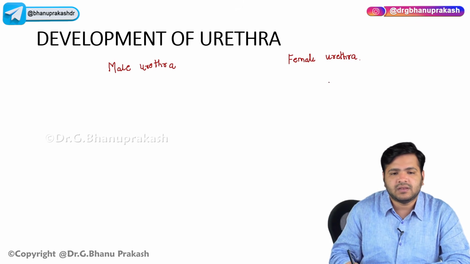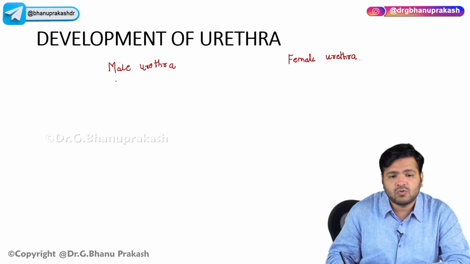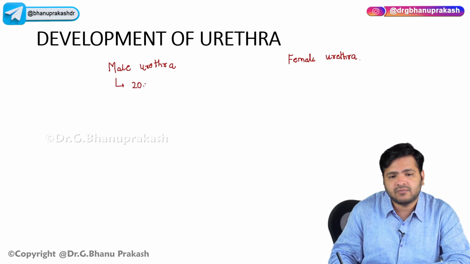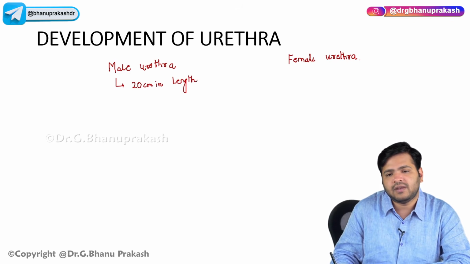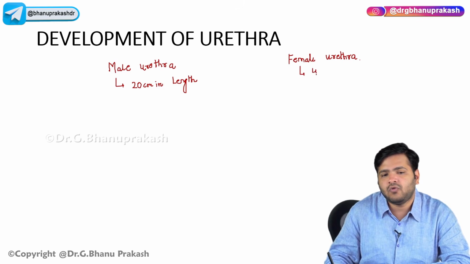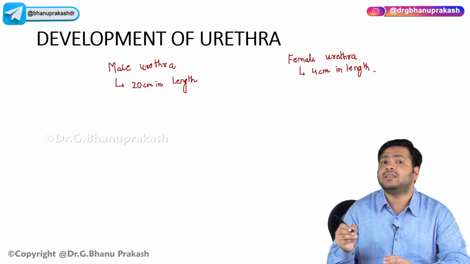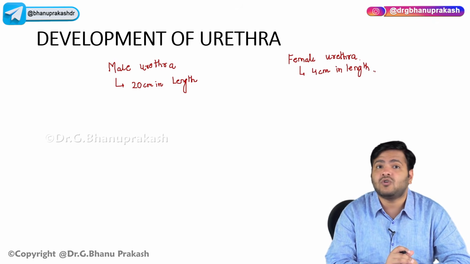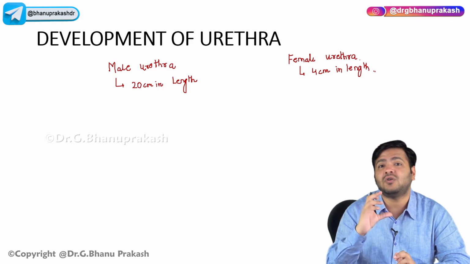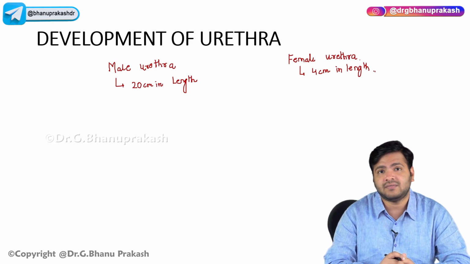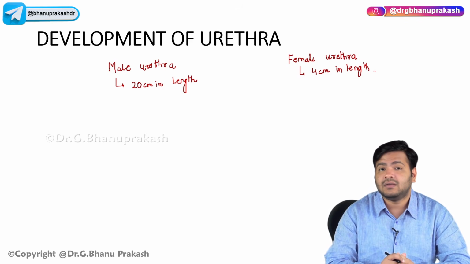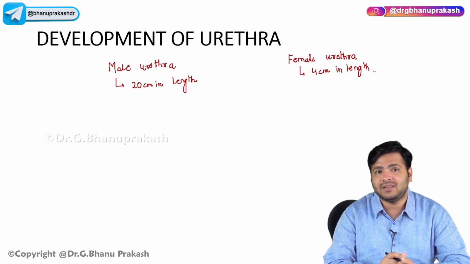The male urethra is about 20 centimeters in length, whereas the female urethra is about 4 centimeters in length. That's why infections, the UTIs, urinary tract infections, are more common in the female urethra, because of the shorter length of the urethra. It can happen in males, but it is most common in females.